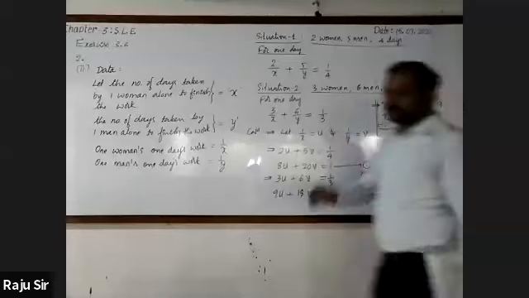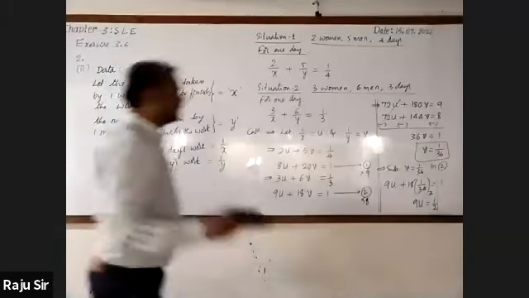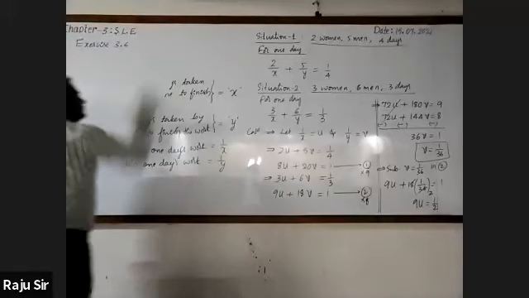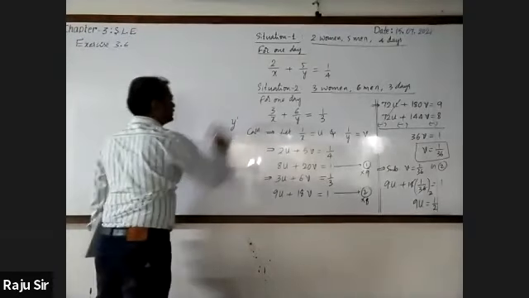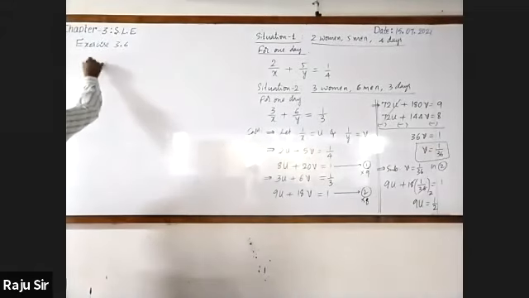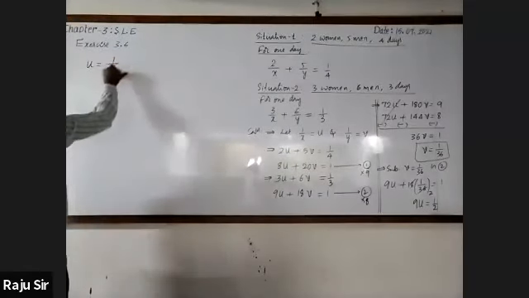Here I'll write the value of u. U is 1 by 18. Check whether you got same. Yes, sir. Okay. Sudarshan, have you got same? U is equal to 1 by 18.